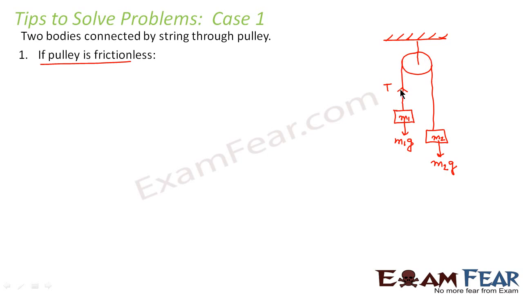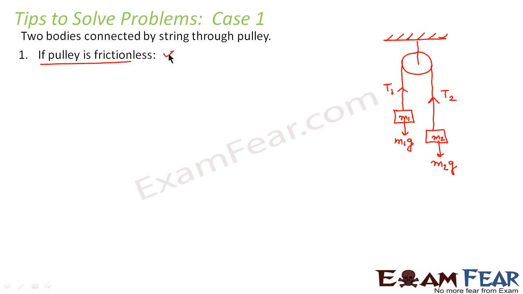So whenever you have a pulley problem, there will be a tension force which would act towards the center of the pulley, or towards the pulley. So this is the tension force T1. For this M2, there will be another tension force T2. Now we come to the different cases.